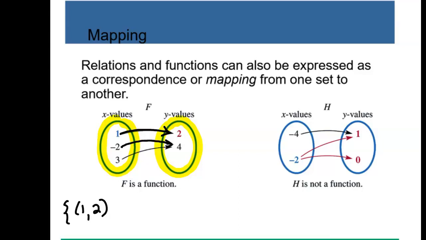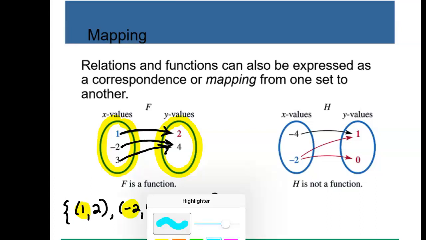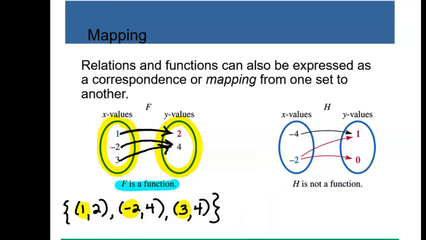-2 is being paired with 4. 3 is also being mapped to 4, okay? So as we can see here, none of the x values repeat, right? So they're all different, and even though we have a repeating y value, we know that that has no relation or impact on whether or not this is a function, right? So here we have, yes, f is a function.